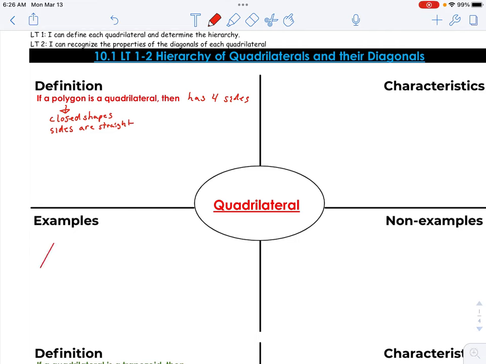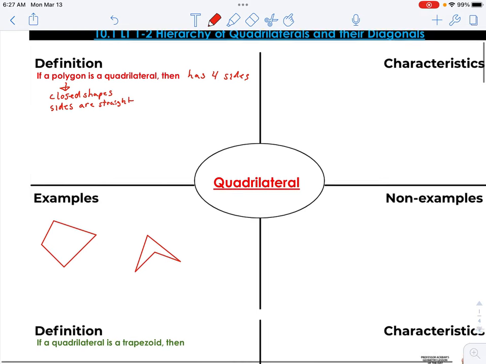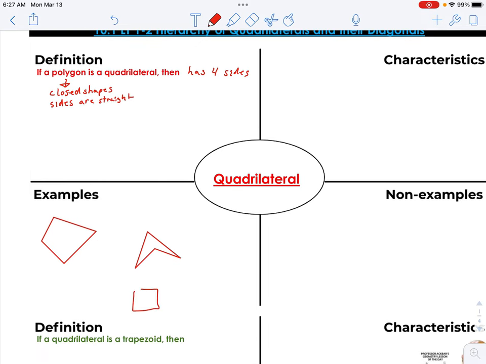Like really, if you just make any shape with 4 sides. Okay, it could look like that. Sometimes it can look goofy, like something like this. This is still a closed shape. All the lines are straight, and there's 4 sides. Some of them are very recognizable, like a rectangle.